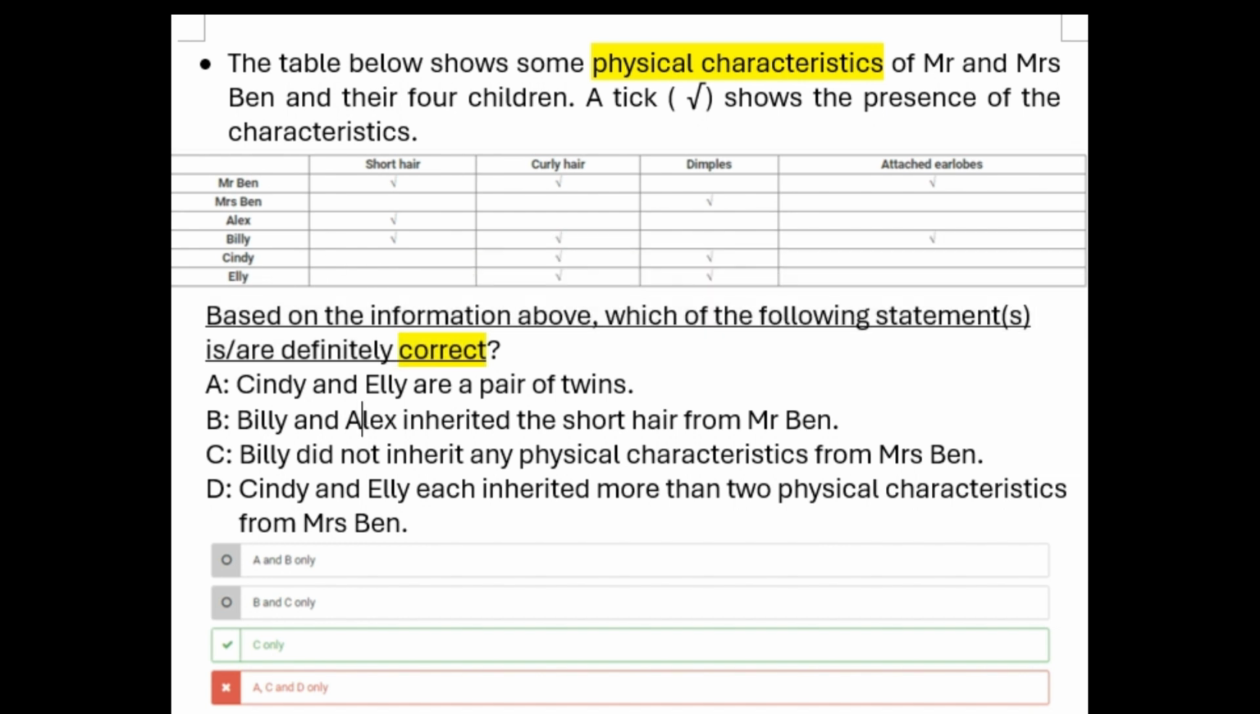A. Cindy and Ellie are a pair of twins. B. Billy and Alex inherited the short hair from Mr. Ben. C. Billy did not inherit any physical characteristics from Mrs. Ben. D. Cindy and Ellie each inherited more than two physical characteristics from Mrs. Ben.